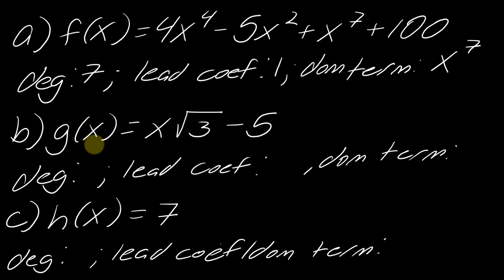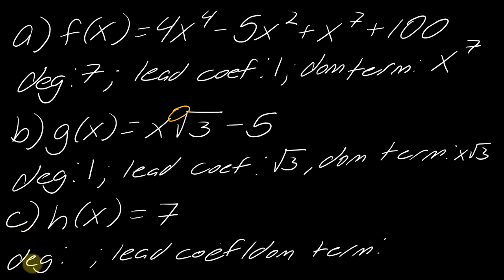So when I look across here, the highest exponent is actually the one that we can't see. It's what's right here. We assume that exponent is 1, so this is a degree 1 polynomial. And then the leading coefficient is whatever number is attached to the x. Normally, we would want this in front, but in this case it is behind. The number attached to the x is the square root of 3, so the dominating term is x square root of 3.